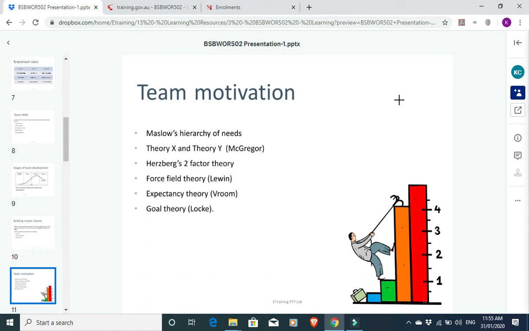There's McGregor's X and Y theory. There's Herzberg's two-factor theory. There's a force field theory by Lewin. There's Vroom's theory, which is an expectancy theory. And there's Locke's theory, which is a goal theory, goal-oriented. So there are all these theories one can look at, and even teams can look and say, which best suits us? How do we motivate the team? And from these theories, you can derive one or two aspects that you can use to build your motivational strategies.